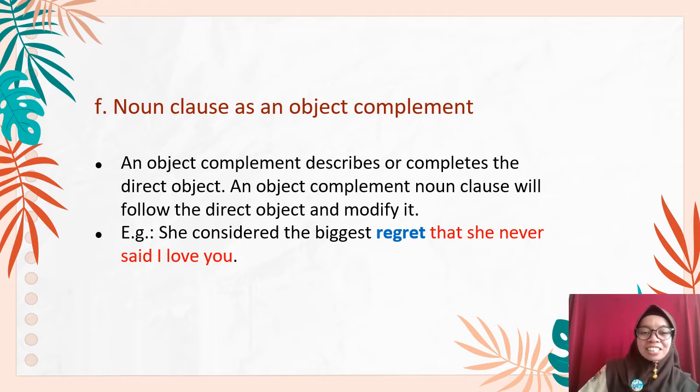Now, noun clause as an object complement. An object complement describes or completes the direct object. An object complement noun clause will follow the direct object and modify it. Please have a look at the example. She considered the biggest regret that she never said, "I love you." In this sentence, the direct object is regret, and the noun clause as an object complement is that she never said, "I love you," and it defines the word regret.